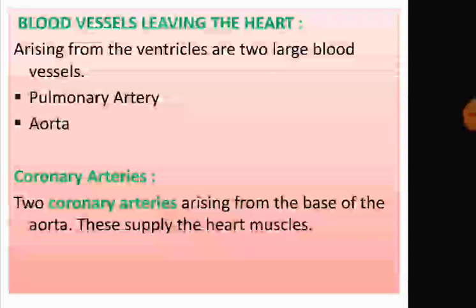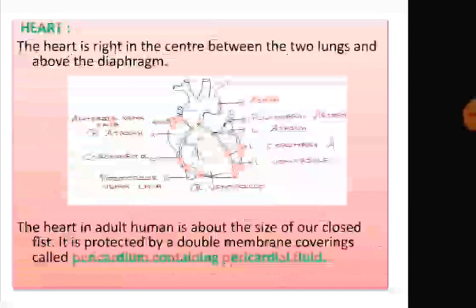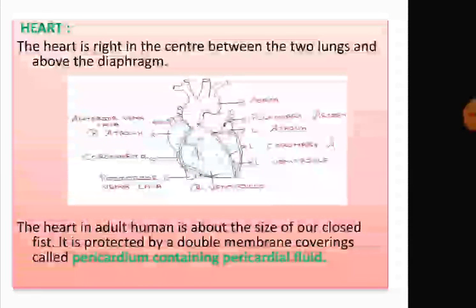And from the left auricle, it comes to the left ventricle. From there, by the aorta, it reaches each and every part of our body. Next is the coronary arteries. Now, there are two coronary arteries. You can see in this figure the left coronary artery and the right coronary artery.